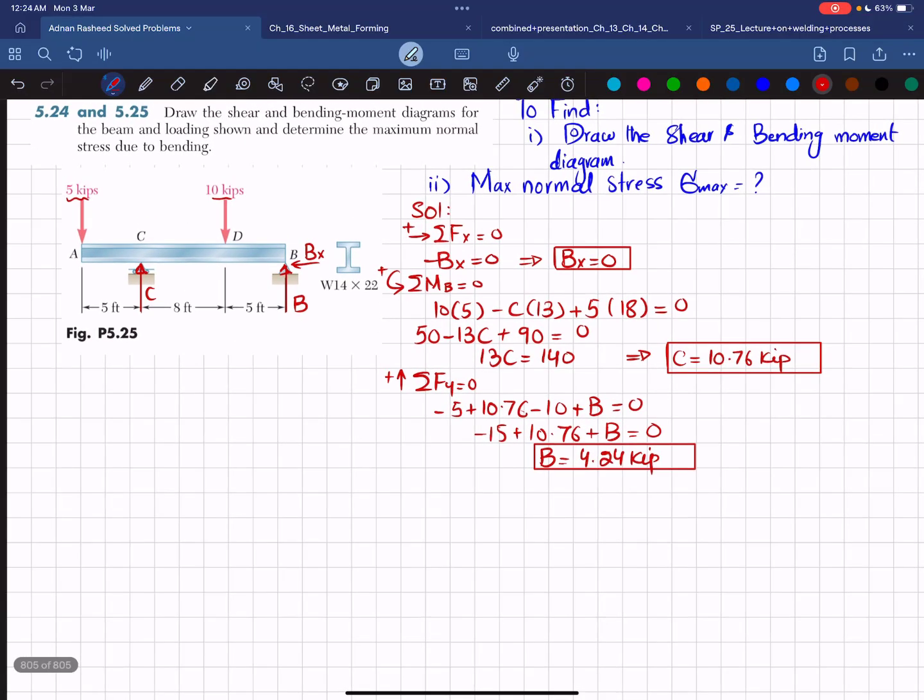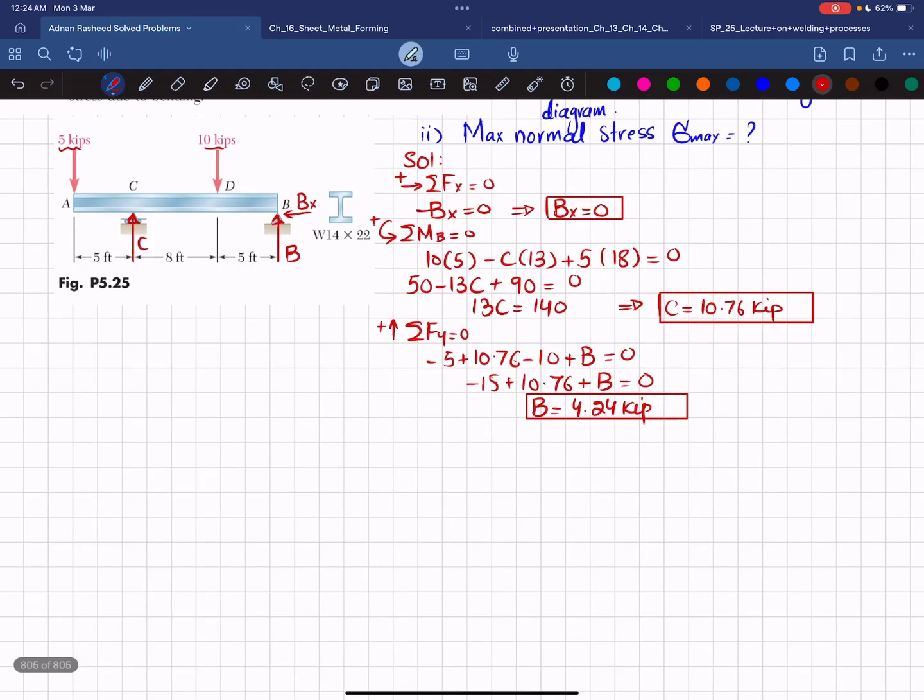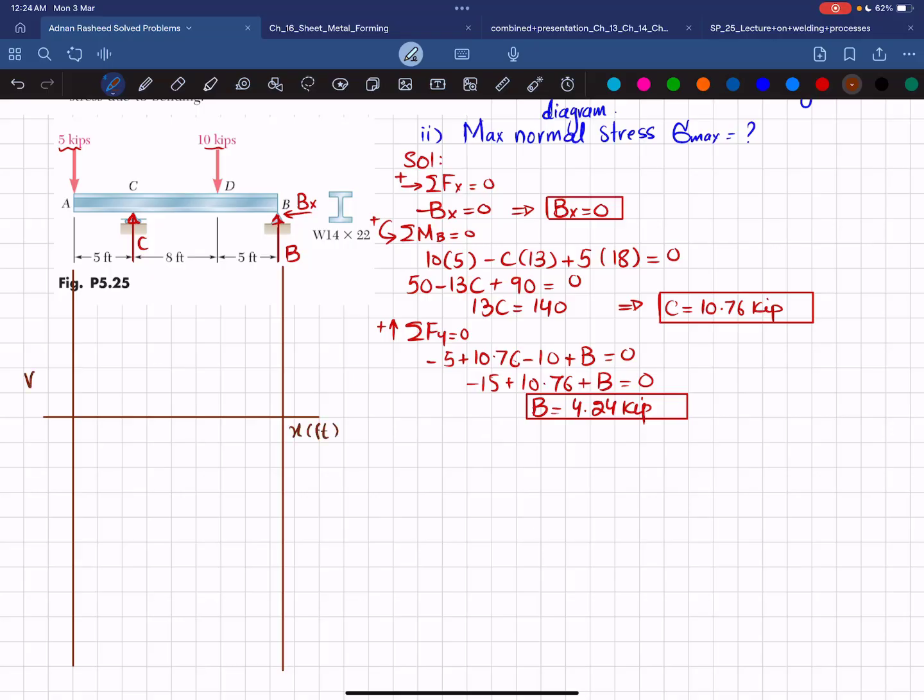For that, I have to take vertical lines from the ends of this beam in order to draw the shear force and bending moment diagram. First, I will draw a horizontal line to show x in feet, and on the y-axis you have V, which is shear force, and the unit will be kips. Let's take 1 division equal to 2 kips. You can take it by your own as well. So minus 2, minus 4, and minus 6.